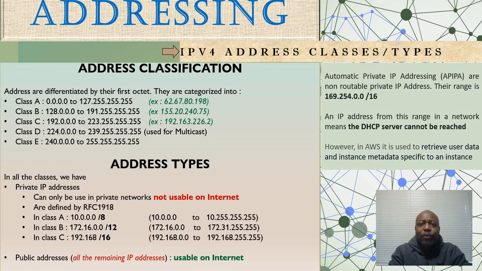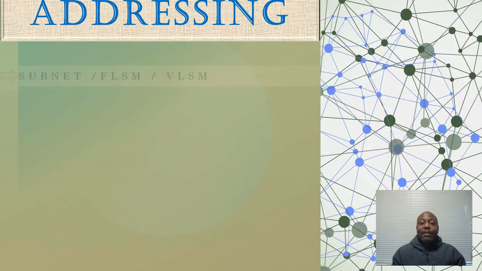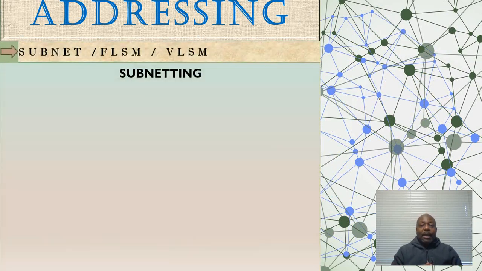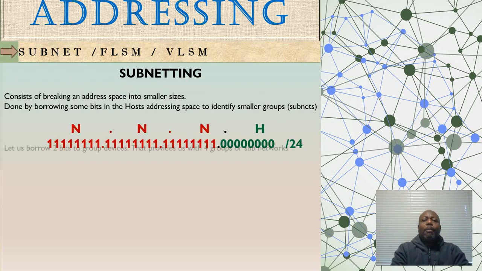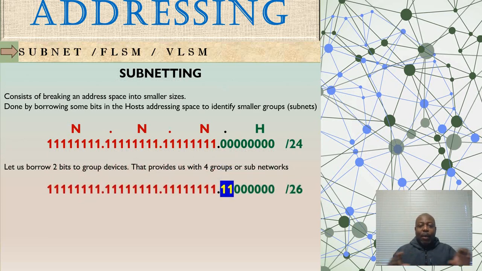AWS is making some use of it, but in general, they are just not usable. Then we have a good concept here that we want to discover, the subnetting. That is, we can take a network and divide it into chunks. We do this by borrowing some bits in the network.